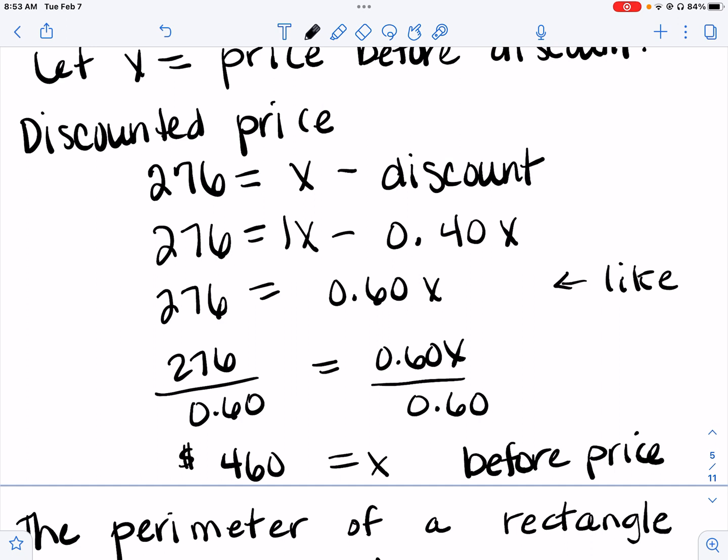So x is understood 1x. 1x minus 0.40x is 0.60x. So you divide both sides by 0.60, and that tells you the original price was $4.60.